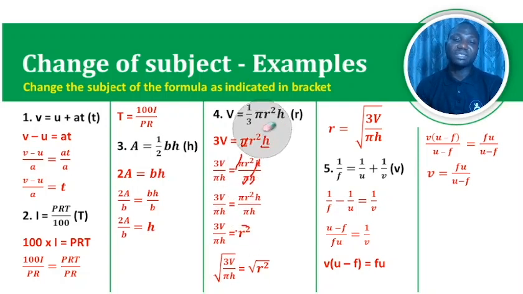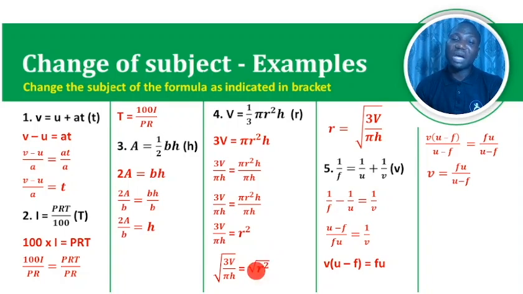3V over pi h. Now look at R, we're not done yet. R is not yet a subject because it's having a power. So it's having a power of 2. What is the inverse operation of power? Very good, root. The corresponding root of power of 2 is square root. So we'll do square root of both sides. We'll do square root of r squared and square root of 3V over pi h. The square root now will cancel the square.